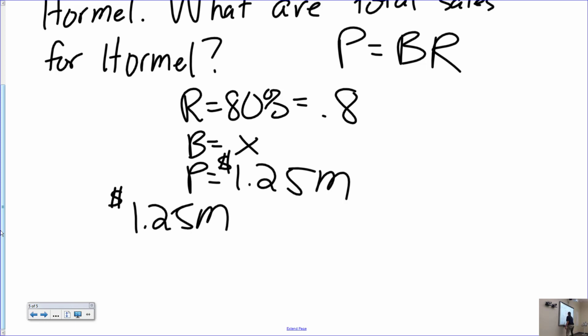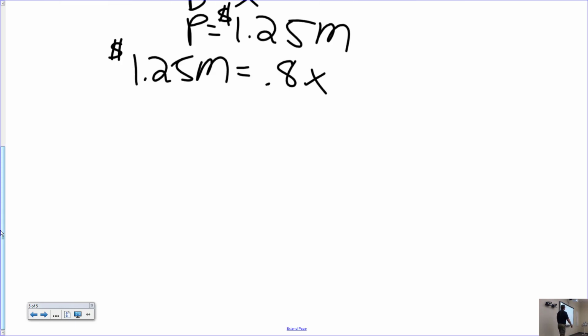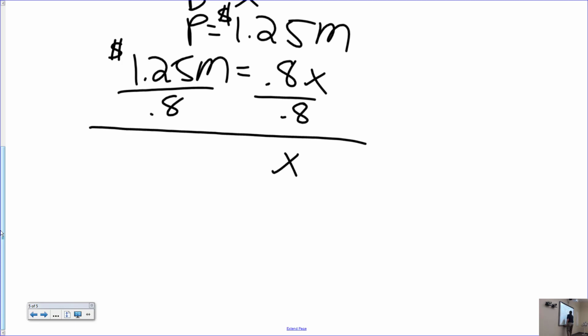1.25 million equals 0.8x. What do I have to do to get x by itself? Divide by the 0.8. And what's 1.25 divided by 0.8? Somebody crank it out really fast. 1.5625. And what do I have to put after that number? M, right? So $1.5625 million in total sales at the Hormel Corporation.